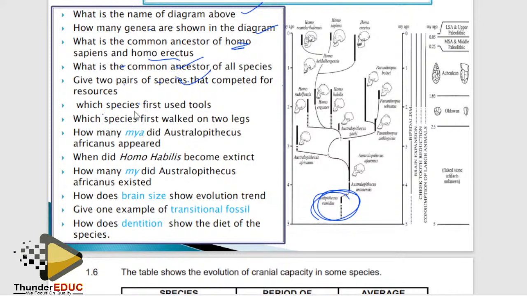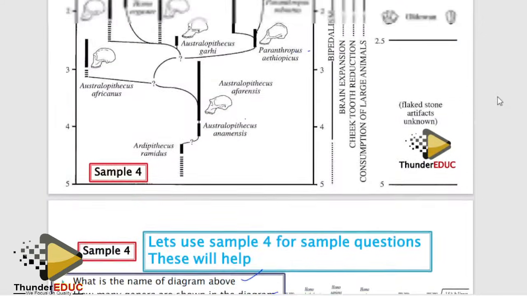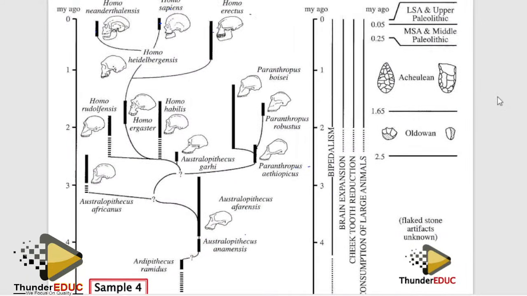Okay, which species first used tools? Guys, this question depends on the question they have asked you. The species which first used tools is Homo habilis. But if they give you a diagram and they show you the tools, these are the species, okay, this is where the tools are. The tools are here. So it's 2.5 million years.